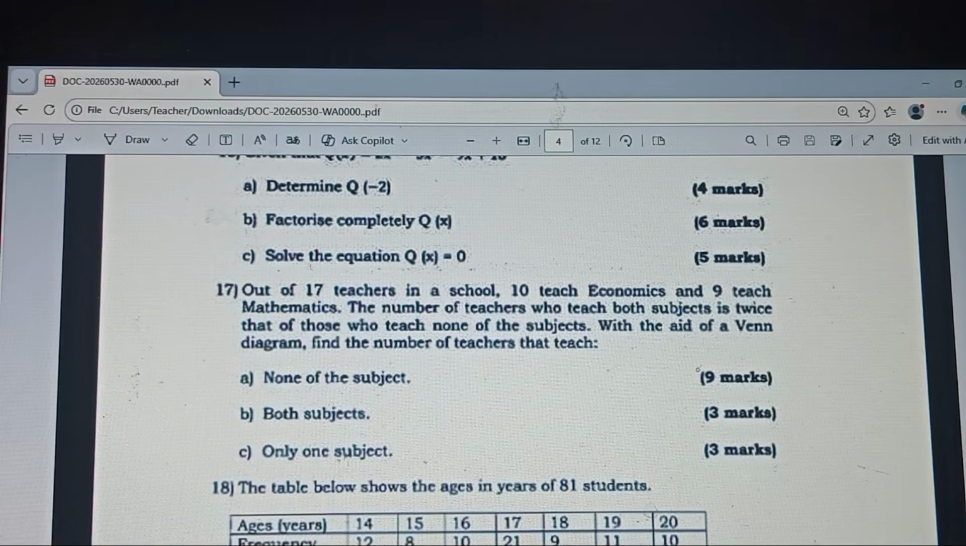You are asked for those who teach none of the subjects, meaning you find the value of x for both, then with the value of x you get, you can work out those who teach only one subject. I will show you in the marking guide.